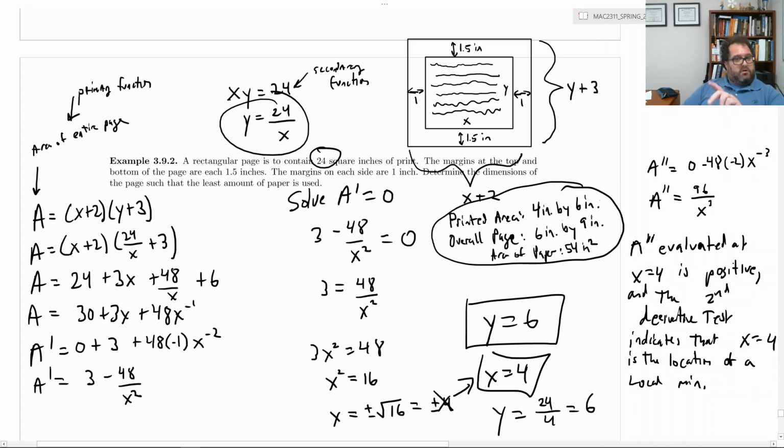So don't get in trouble like I almost did there and say, hey, yeah, we're done, x is 4 and y is 6. Because again, let's read my last sentence: determine the dimensions of the page. Yeah, the dimensions of the page. We do want the overall dimensions of the page there. So you've got to be careful when you're reading. x and y are the dimensions of the printed area, not the page.